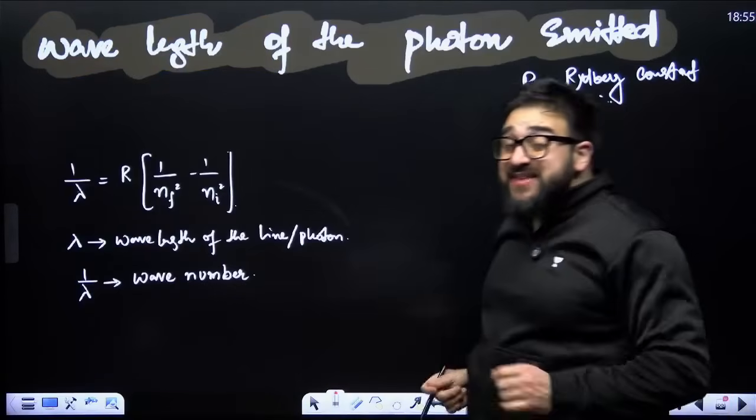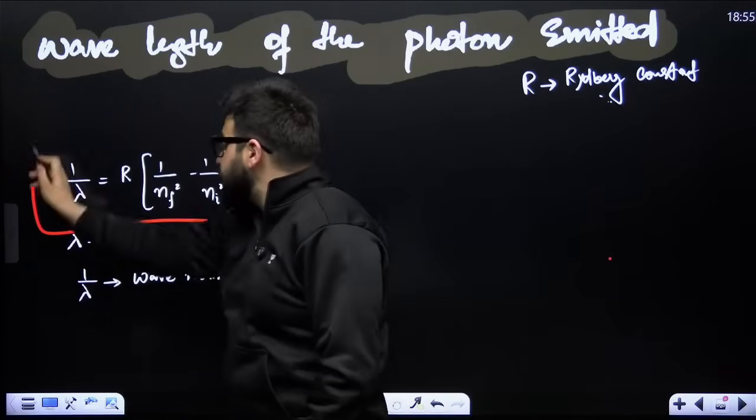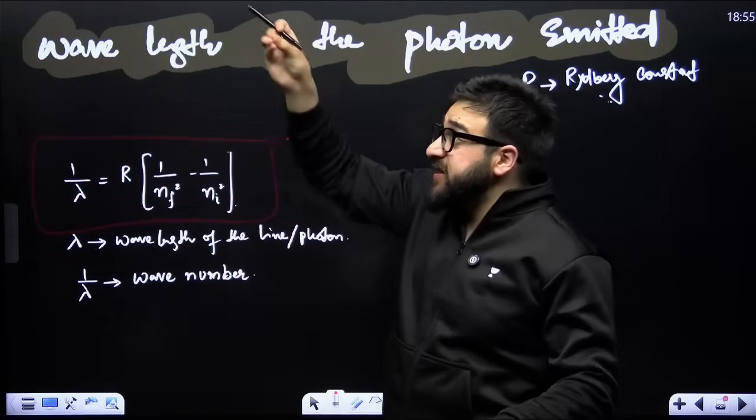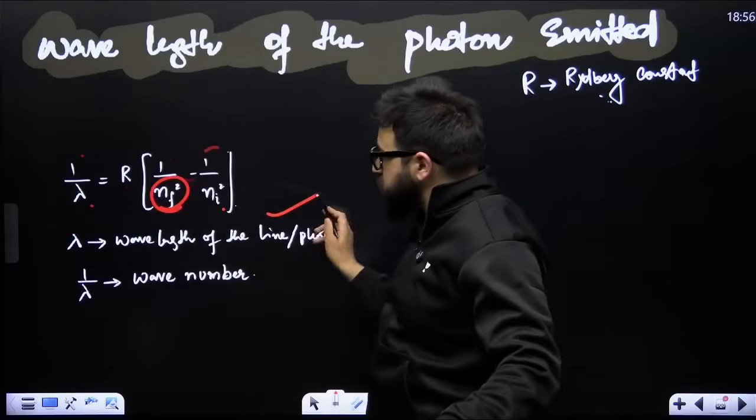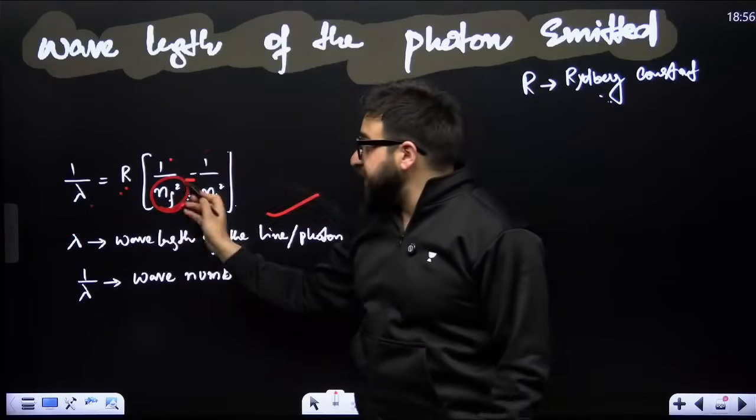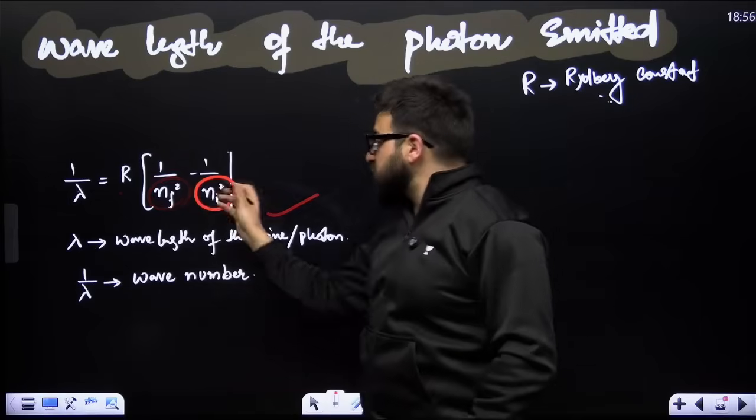Now, if somebody asks how much wavelength a line has, this is the wavelength of the line when the electron moves from a higher orbit to a lower orbit: 1 by lambda equals R into (1 by n final square minus 1 by n initial square). R is what we call the Rydberg constant. N final is the final orbit in which it is landing, and n initial is the initial orbit.